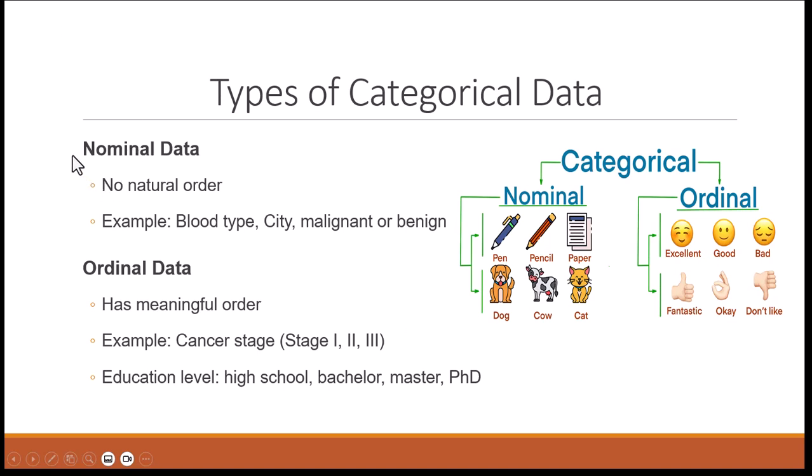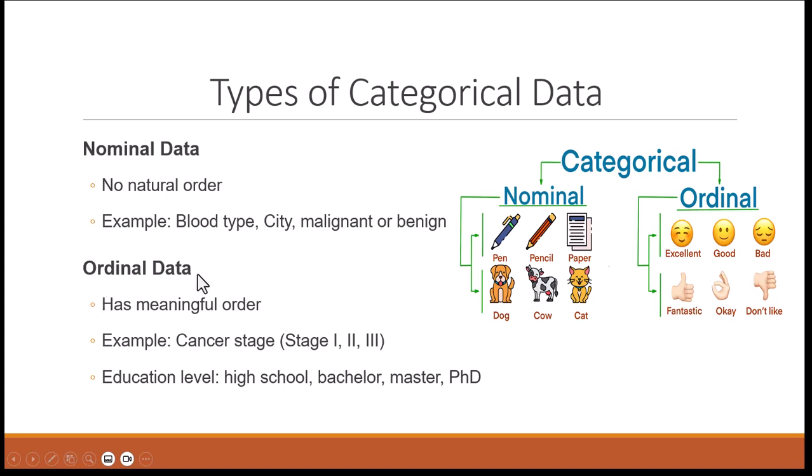We have again two types of categorical data: the nominal data and the ordinal data. Nominal data are types of data that do not have natural order, such as blood type, city names, or the classification of histopathological images that can be malignant or benign. We do not have any specific order in them.